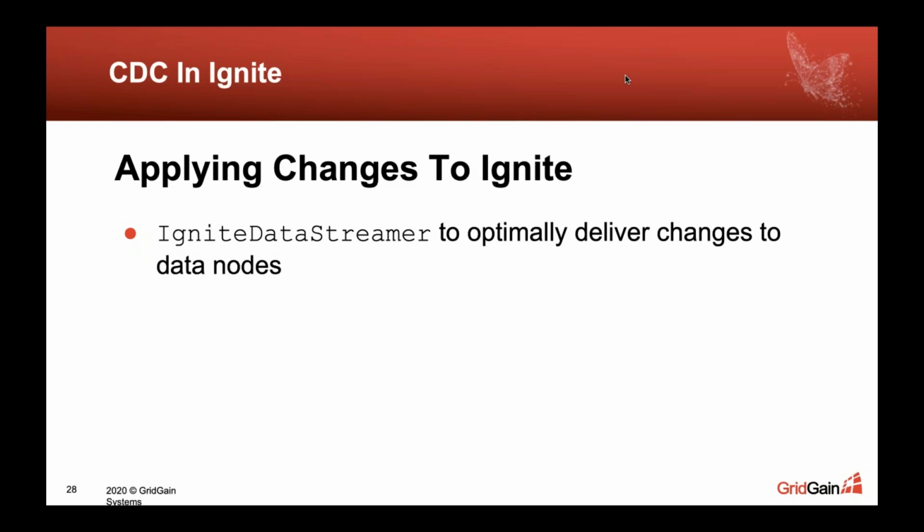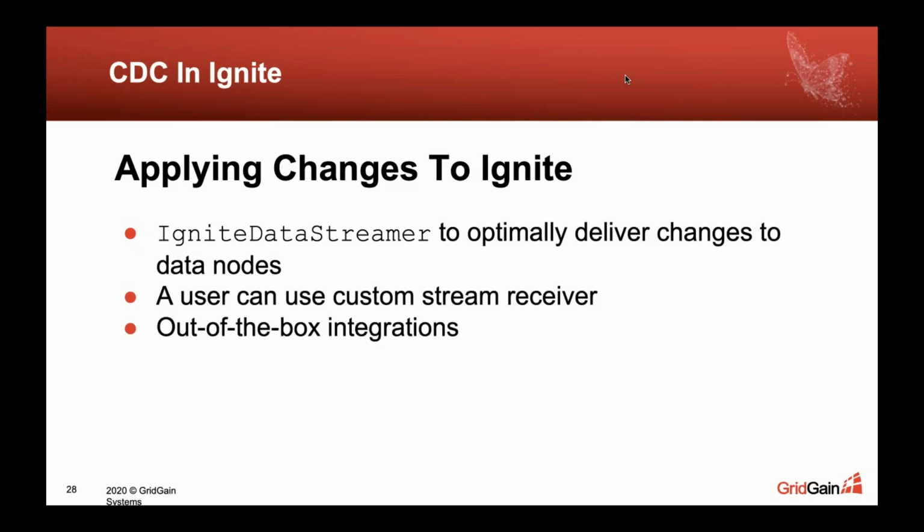The main task of Ignite Data Streamer is to optimally deliver changes to data nodes. By default, the data streamer will write changes to caches, but optionally you can implement your own stream receiver. This way, data streamer will take care of optimal delivery of the data batches to primary nodes. And then on primary nodes in the stream receiver, you may execute any particular logic, because stream receiver is just a Java interface which you can implement.